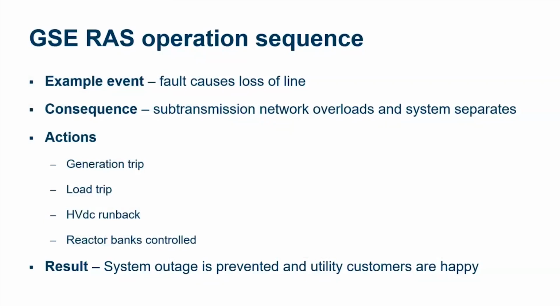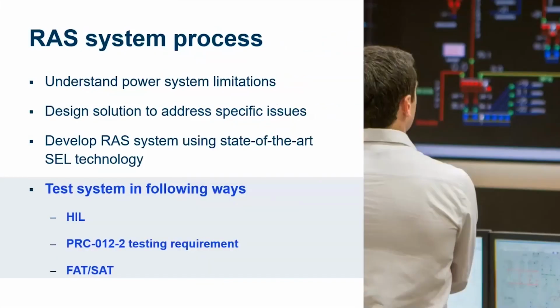We can trip loads at the Tbilisi region. If we were exporting power, we can run back the HVDC link to reduce system loading. We can control reactor banks to keep the voltage within regulation. And with all these courses of action, the result is system outage is prevented and we have happy customers.